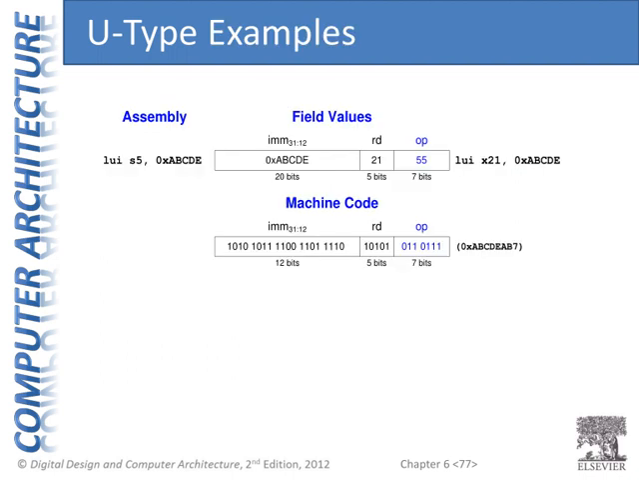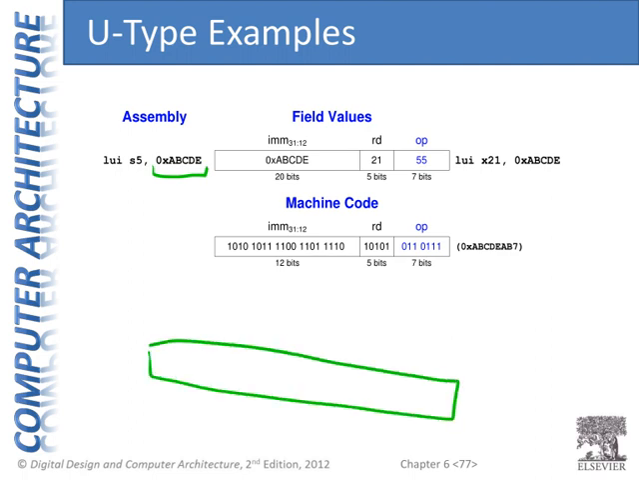So here's an example, load upper immediate. We're going to load this. Remember how this works: after this instruction executes, register S5 is going to have the value ABCDE in the upper 20 bits, and then it's going to have zeros in the lower 12 bits.